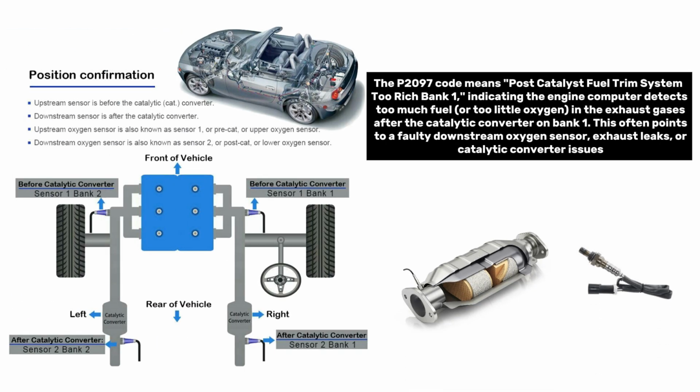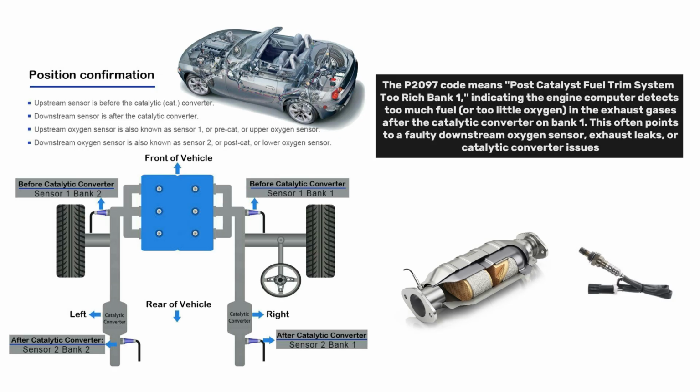In simple terms, the engine control module has detected that the air-fuel mixture after the catalytic converter on bank 2 is too lean, meaning there is too much air and not enough fuel. This problem is often related to the oxygen sensor, exhaust leaks, or fuel delivery system.